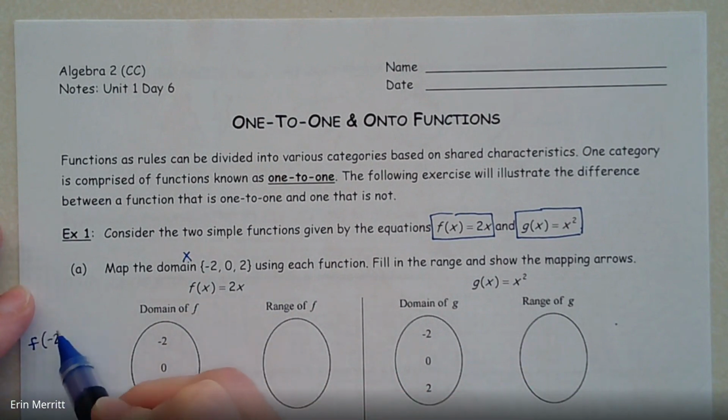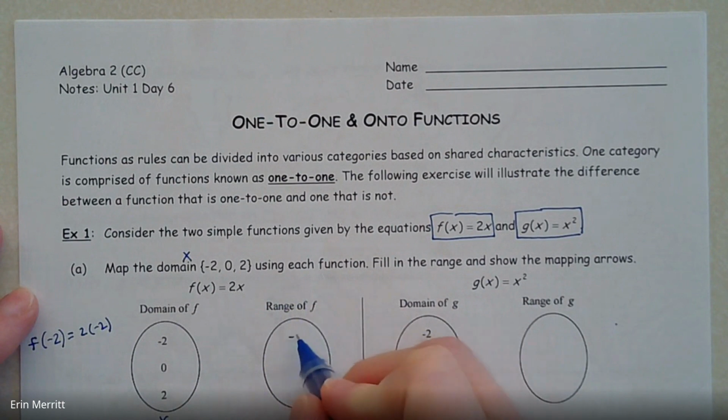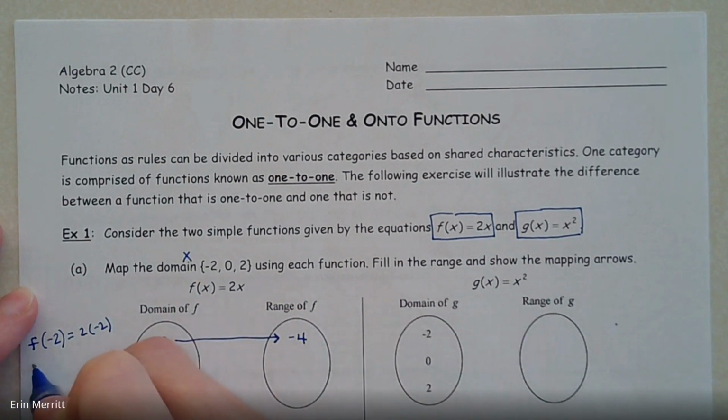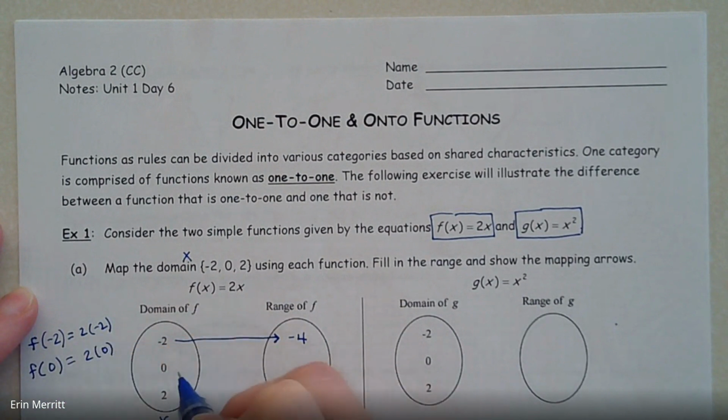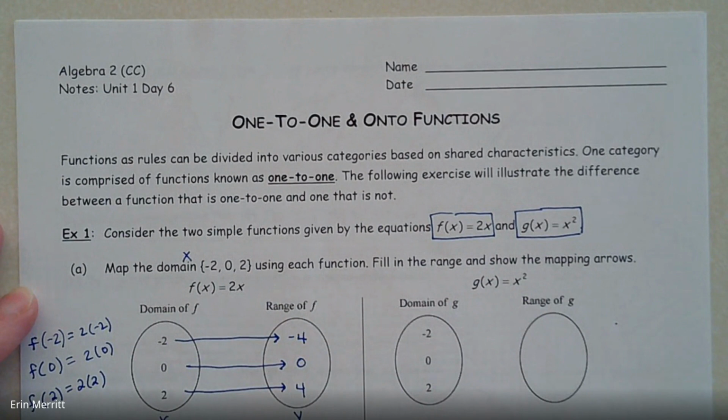So if we do f of -2, we're just doing 2 times -2, and we would kick out -4. So we can put that over here and say, all right, -2 goes to -4. If you continue that for the other two values, plug in 0, that would give us 0. And then f of 2, 2 times 2, is going to give us 4. That's what this would look like. So our range would be the y values that it's then producing.